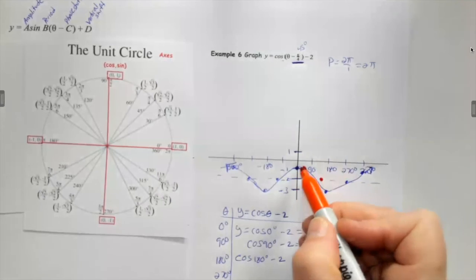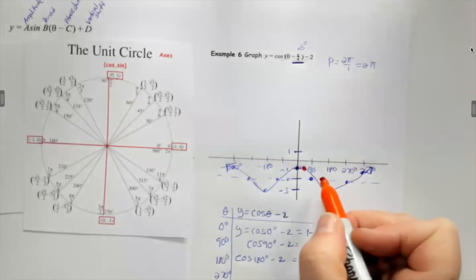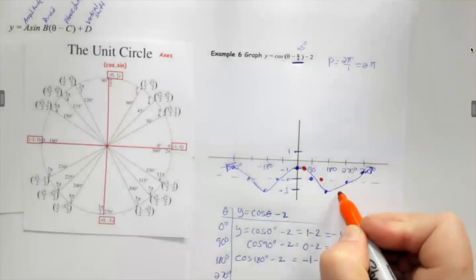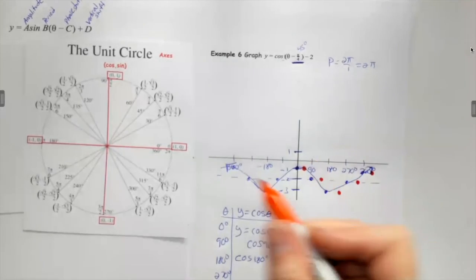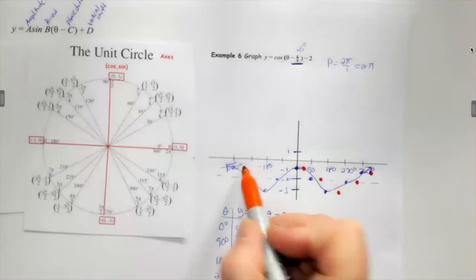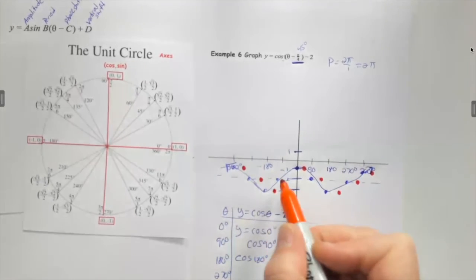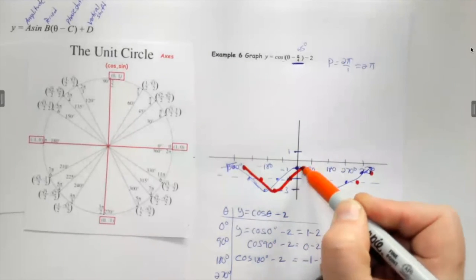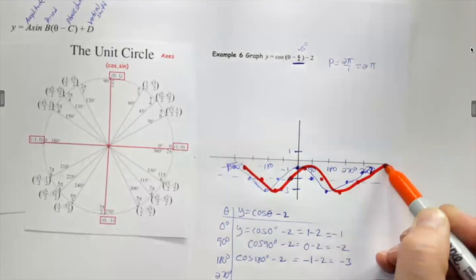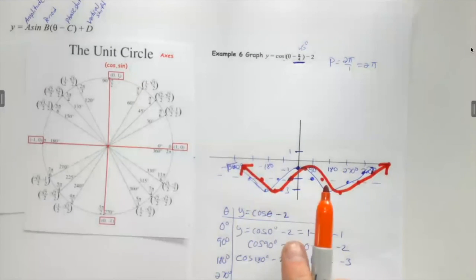So 0 plus 45 is 45, 90 plus 45 is 135, and so on. I am just shifting all of these points over. And now I can see that my function has a phase shift of pi over 4. It has been shifted to the right 45 degrees.